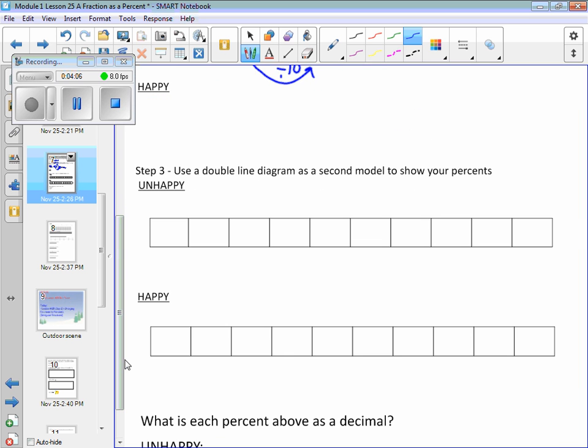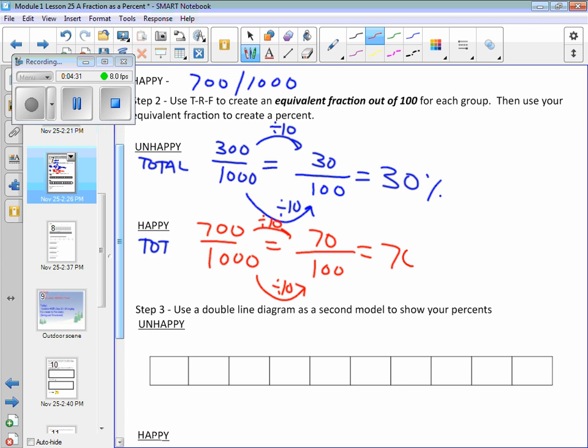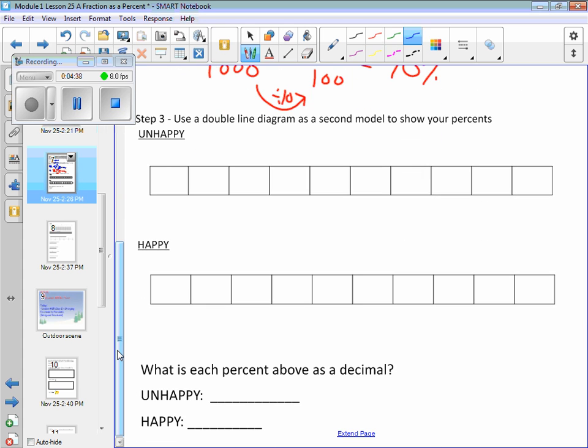When you got down to the double line diagram, it was a little confusing. Happy over total. Same plan. Something over 100. Division factor is 10. 70 over 100, which is 70%. And then I'm just going to skip down to the bottom, and since we have our percents, we can do our decimals pretty readily. 0.3 and 0.7.